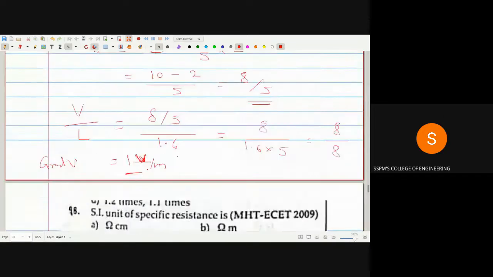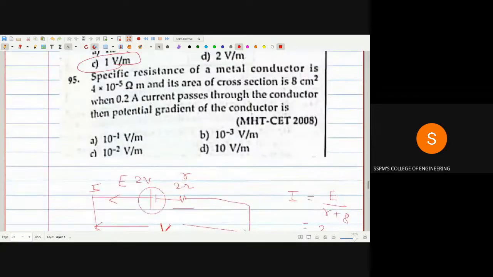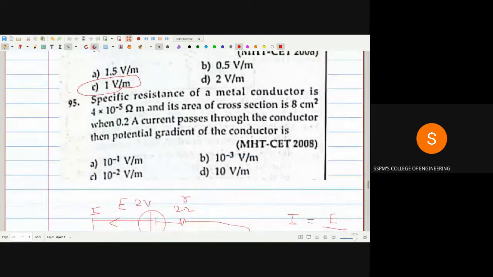Next question. The specific resistance of a metal conductor is 4 into 10 to the power minus 5 ohm meter, and its area of cross section is 8 centimeter square. When 0.2 ampere current passes through the conductor, the potential gradient is?